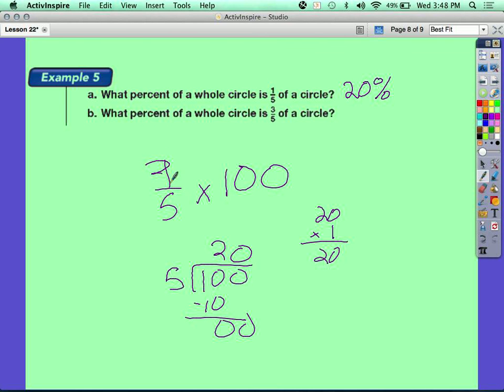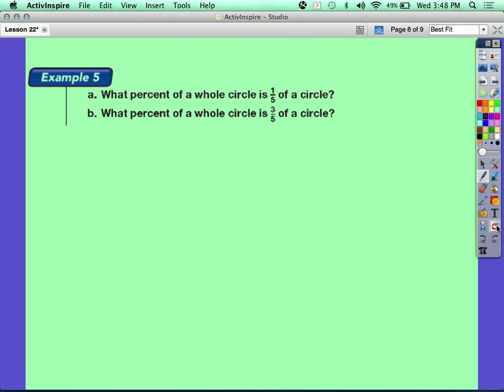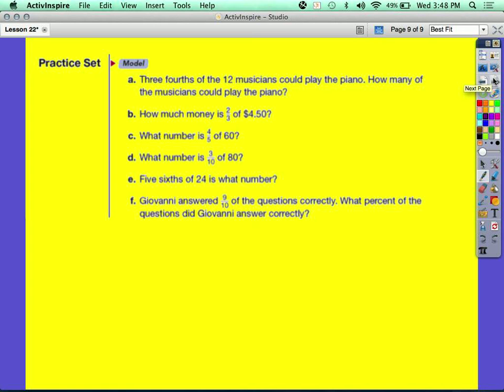Now it says for B, what percent of a whole circle is 3/5 of a circle? So I'm just going to switch this to a 3 here, and my division is going to be the same. So now I just need to multiply 20 by 3, and I will get 60%. Okay. So just remember, when we're talking about a whole, it's 100%. Once again, you're going to need to do the practice set, and then we'll go over it later. Just a helpful hint, remember, divide by the bottom, multiply by the top.